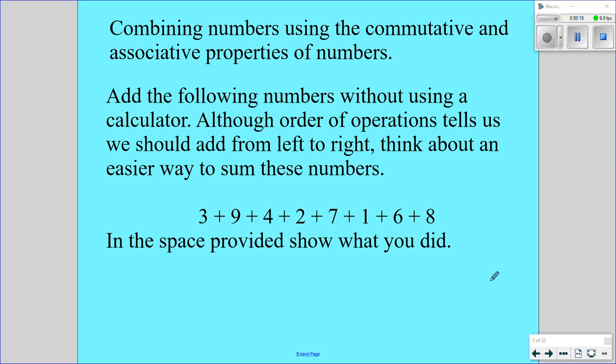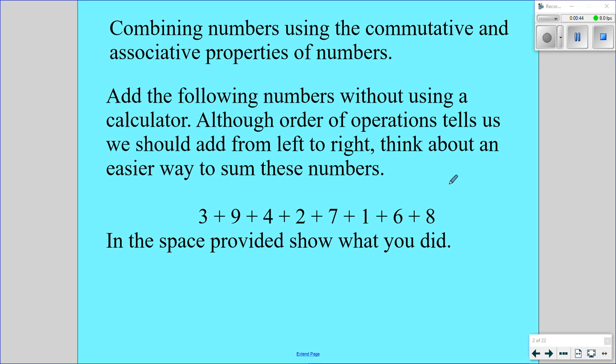So combine the numbers using the commutative and associative properties of numbers. Add the following numbers without using a calculator. Although the order of operation tells us we should add from left to right, think about an easier way to sum these numbers. So we have these numbers, and how would you add them?